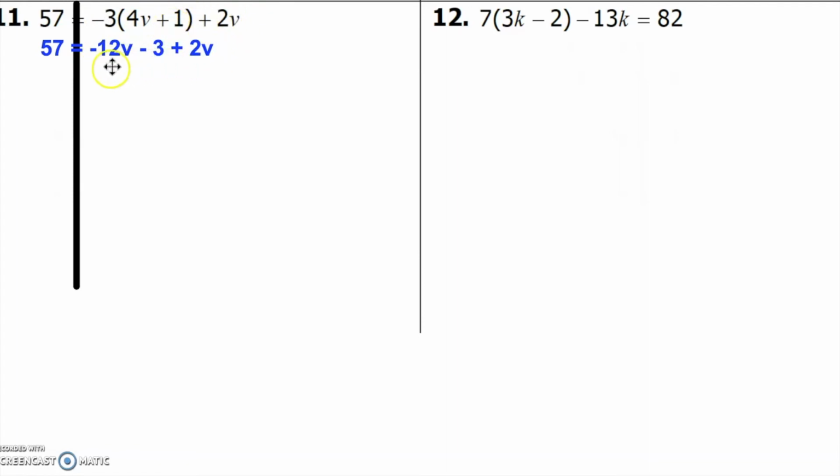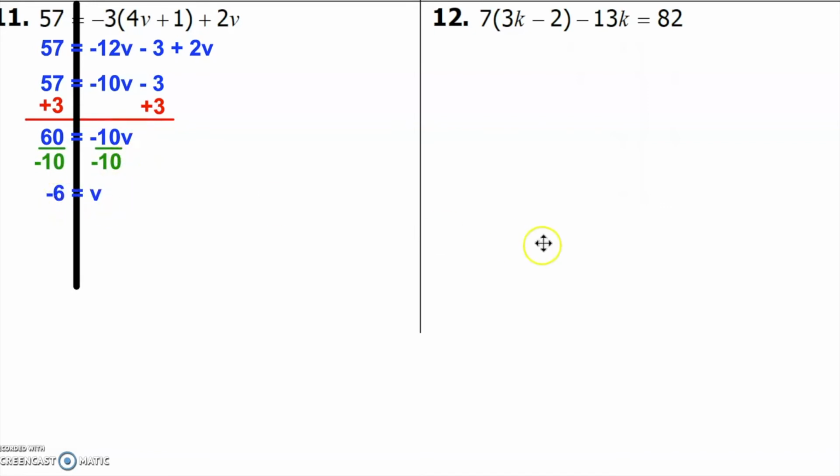Now combine like terms on that right-hand side. The negative 12 can combine with the 2 because they're both terms with a variable. So I have negative 10v minus 3, and I brought down that 57. Now I can add 3 to both sides to undo that operation, and I'm left with 60 equals negative 10v. Divide by negative 10, so that v is negative 6.